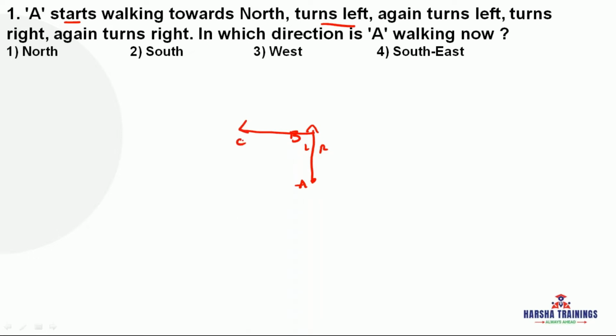Again turn to the left side. For example, you are moving to the west side, so this is the right hand side and this is the left hand side. It means some distance south side. For example, this is a point D.